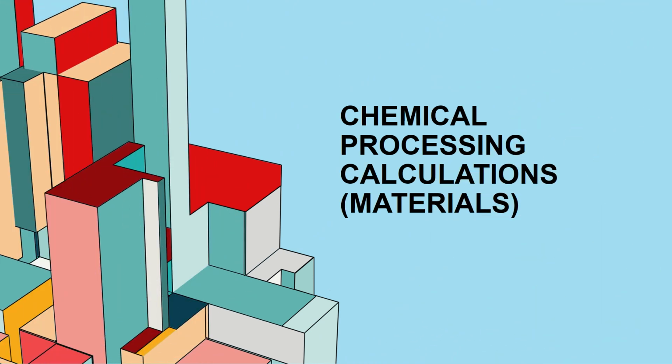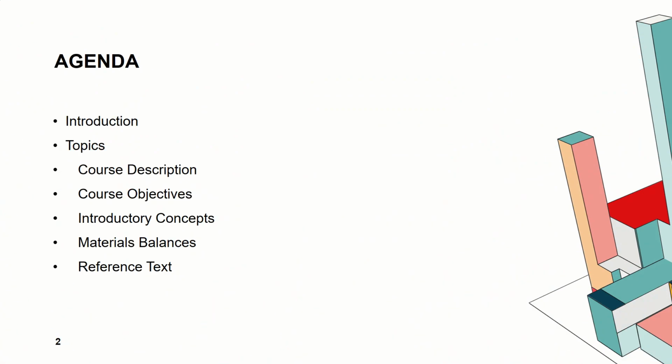Alright, so this is our presentation for the second topic, that is chemical processing calculations under materials. So let's zoom into it. Now, the agenda is an introduction, then we move to the topics, then the course description, course objectives, introductory concepts, material balances, and then we look at some reference texts.